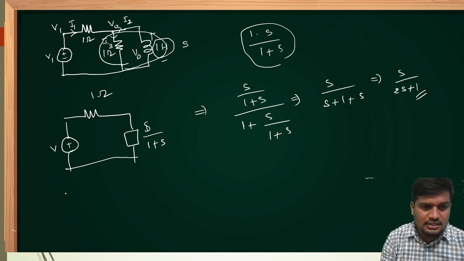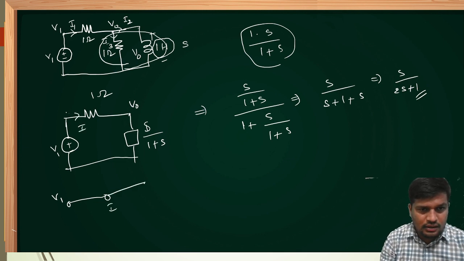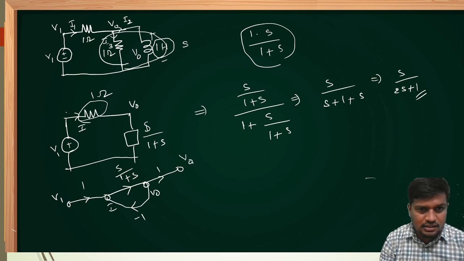Or another shortcut is: first node V1 and current is I and this voltage is V0. Now this is V1, current is I here and another node is V0. First element is represented by forward path, it is 1, and feedback path, which is minus 1. And the last element is represented by only forward path S by 1 plus S. If you want, connect a branch gain of unity for clearance, this is the output voltage.